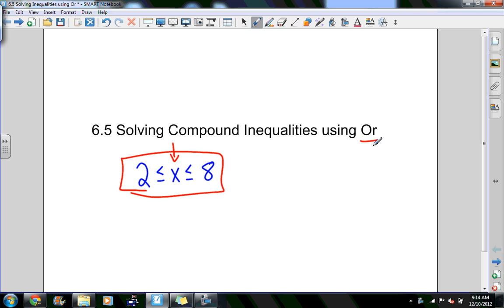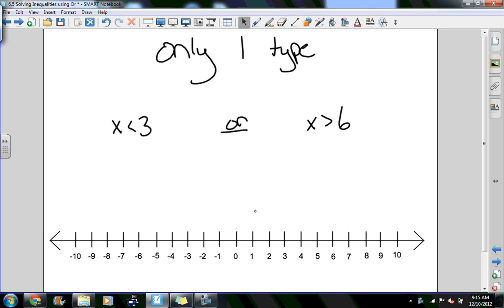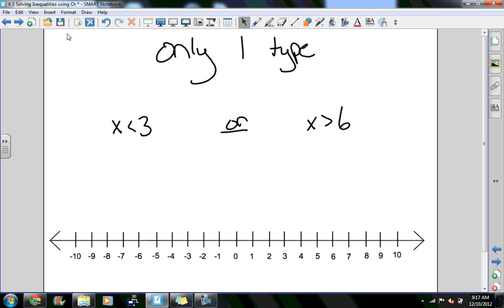Today we're going to be working with OR though, and that's a little bit different. With an OR, we don't have the algebraic writing and stuff like that. What this means is pretty simply that you have to be a solution to one of these two statements. OR implies not both. So we're going to solve them each individually, or in this case, graph them each individually.